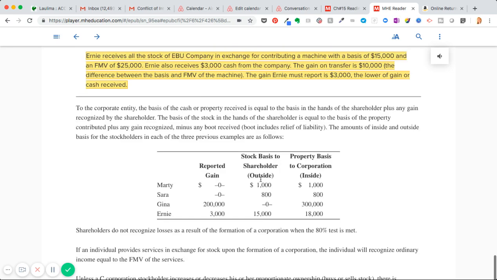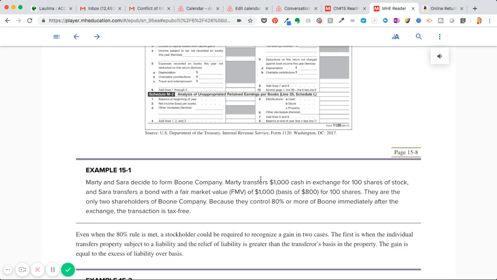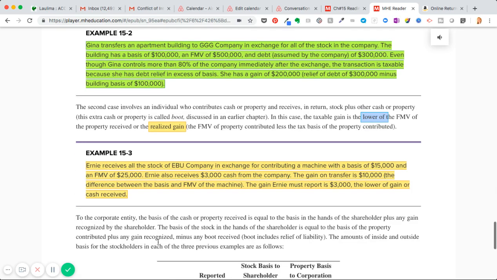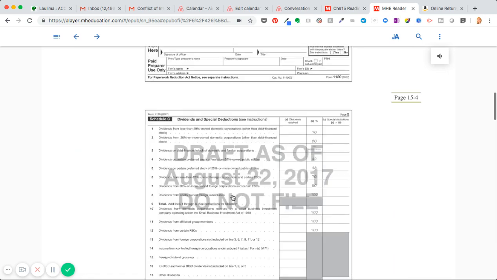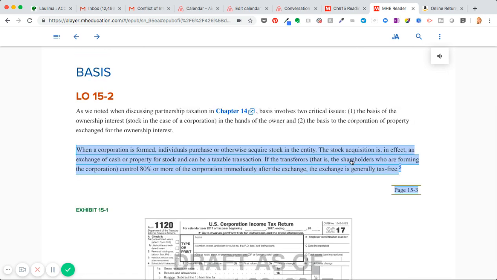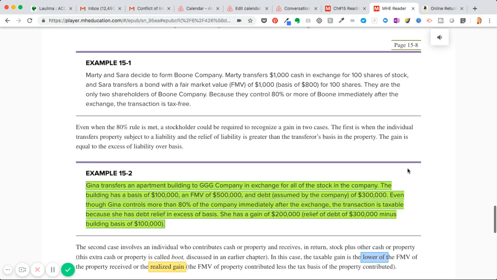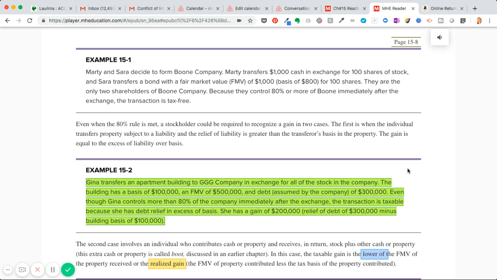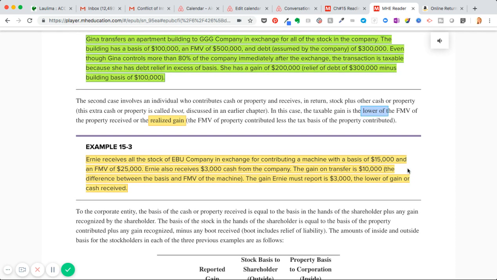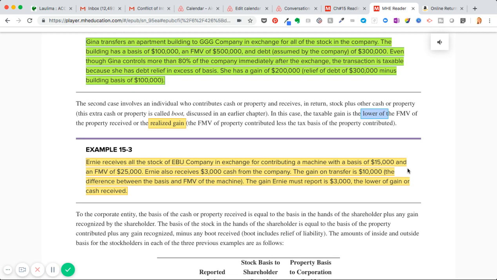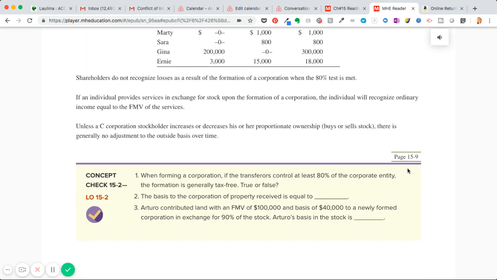True or false? Let's go back and look. What did we say here? If the 80% rule is met, a stockholder could be required to recognize gain in two cases, right? There were two situations where they could recognize gain. So is it generally tax-free? Yes, it is generally tax-free. But we have these two situations where they could be required to recognize gain if they actually receive boot, and if they exceed their basis in the business, because that must be taxed.